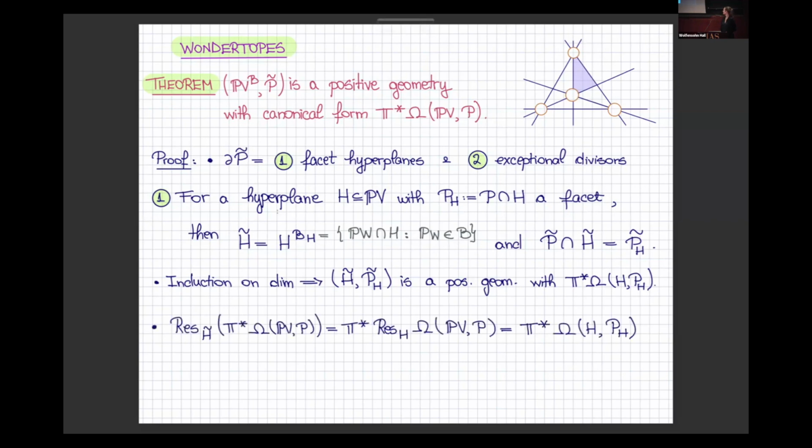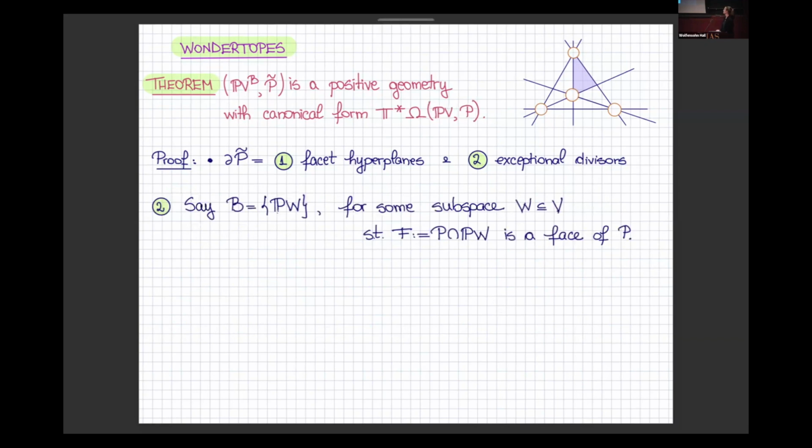And I need to check that my candidate canonical form has the right residue along H tilde. I do so by first noticing that taking pullback and residue commute because my blowup is an isomorphism almost everywhere, and then using the fact that P is a positive geometry, so the residue of its canonical form along H is precisely the canonical form of H. So this is case 1.